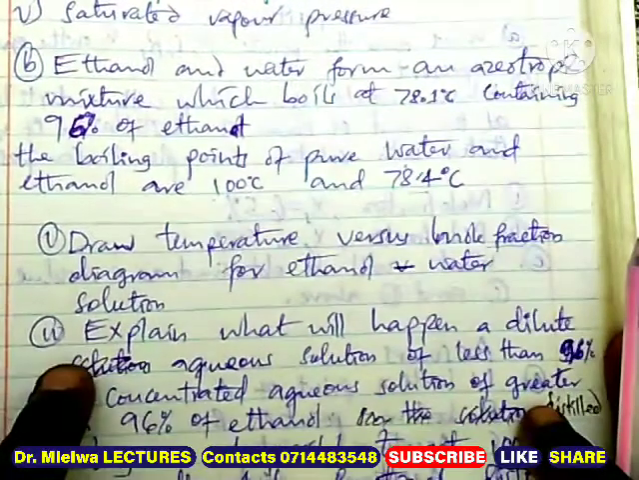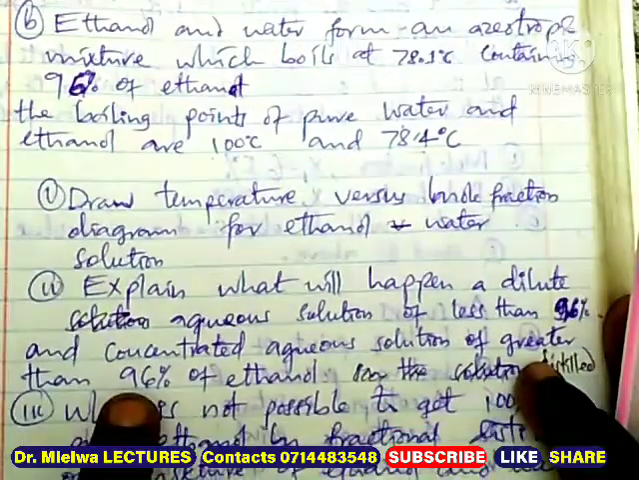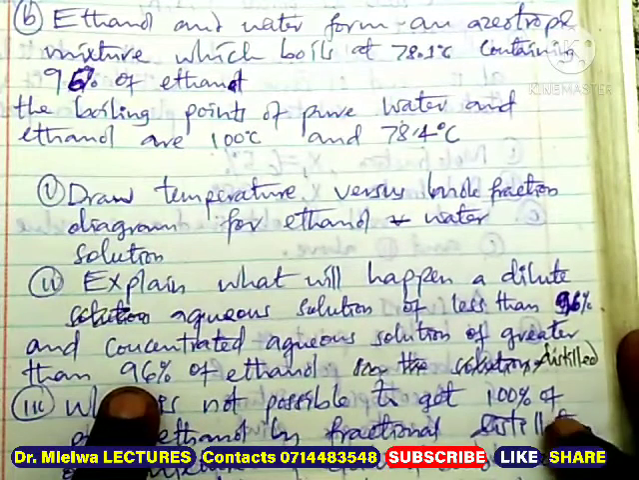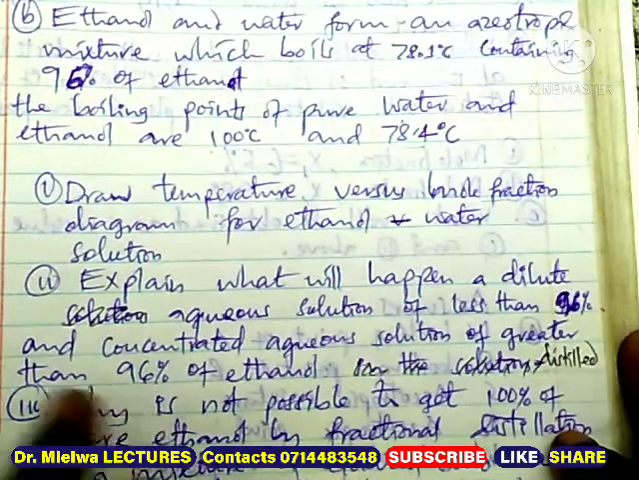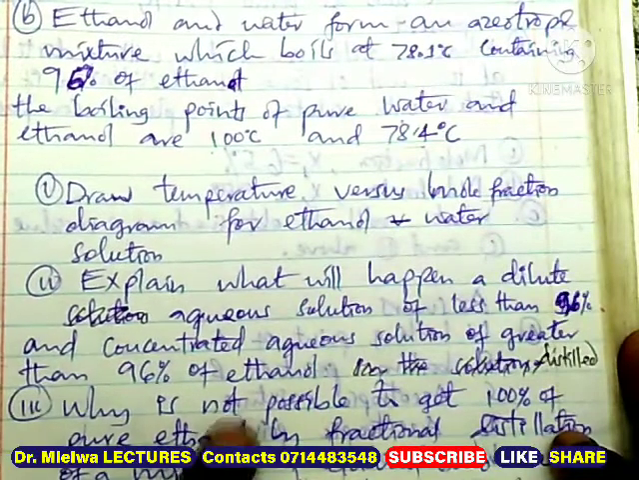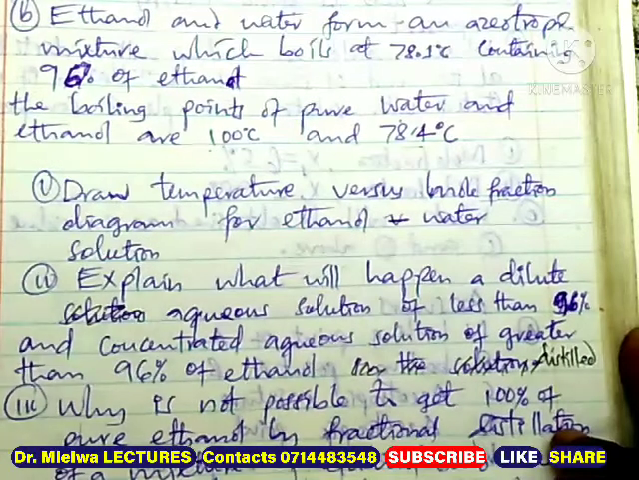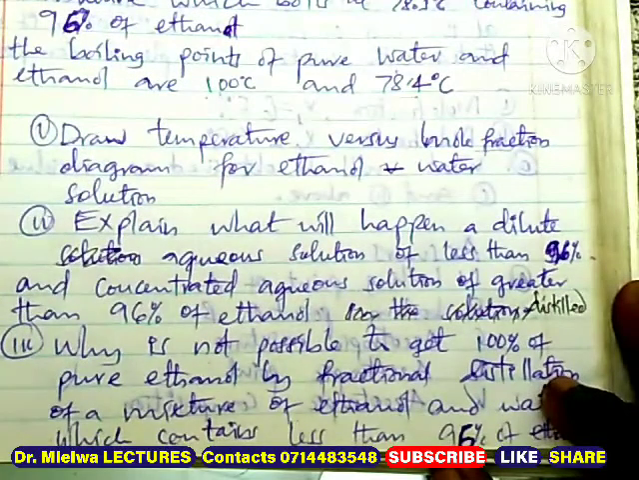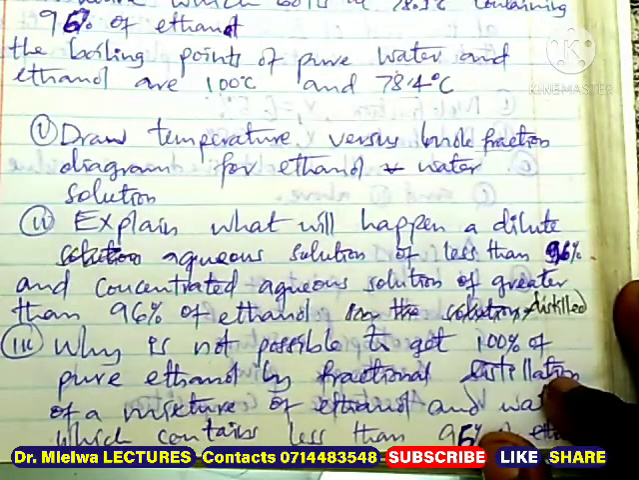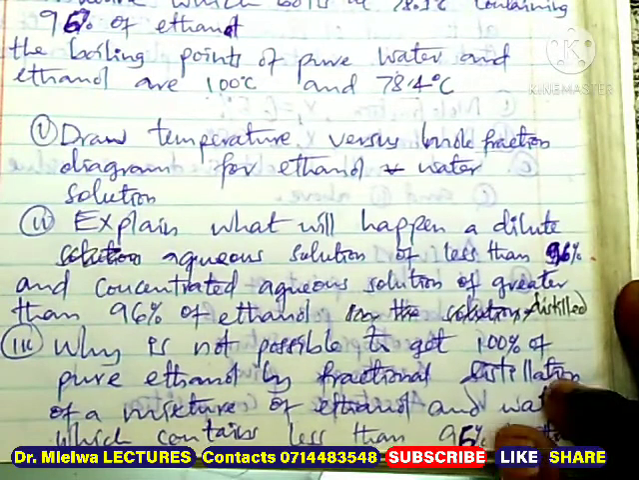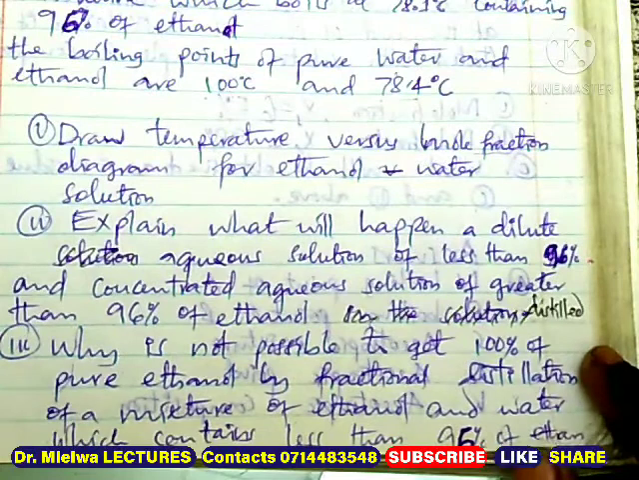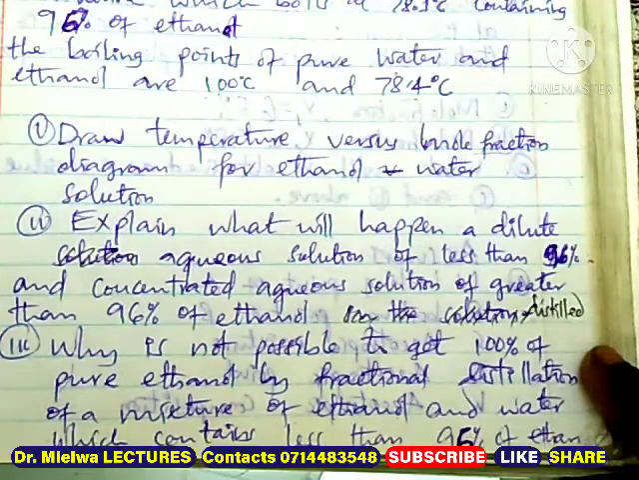The second question: explain what will happen if a dilute aqueous solution of less than 96% and a concentrated aqueous solution of greater than 96% of ethanol are distilled. What will happen in all of these two conditions? And question Roman 3: why is it not possible to get 100% pure ethanol by fractional distillation of a mixture of ethanol and water which contains less than 96% of ethanol?